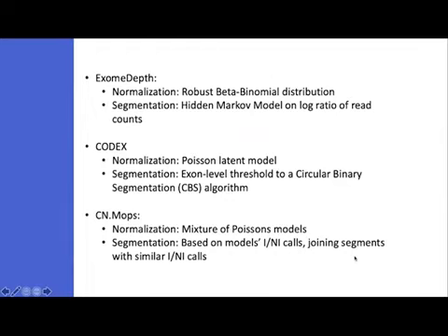ExomeDepth also selects some of the given exomes to create a pooled reference set to which to compare copy number, whereas CODEX and CNMOPS create Poisson latent models, which they use as a comparison to call copy number states.